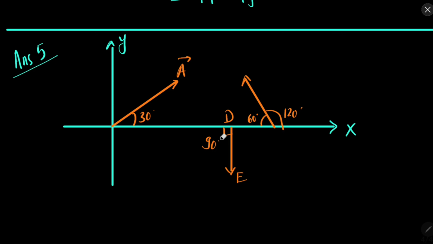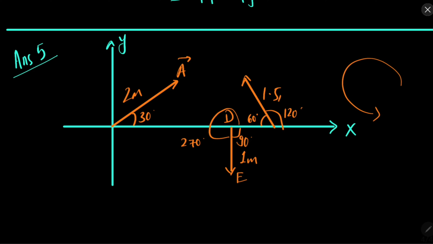And one more thing, this is 90 degree from this side, so we will have 270 degree from the x-axis in the anti-clockwise direction. So remember that all the angles will be taken in the anti-clockwise direction. The magnitudes are 2 meter, 1 meter and 1.5 meter. So this is given. This is BC, by the way, and this is OA.